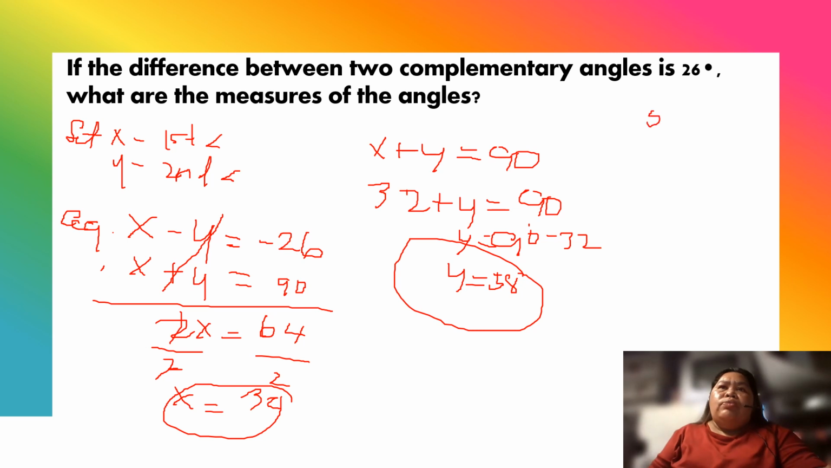So if we subtract 58 minus 32, the difference is really 26. And if you add 32 and 58, that's 90. Get it? I hope you understand.